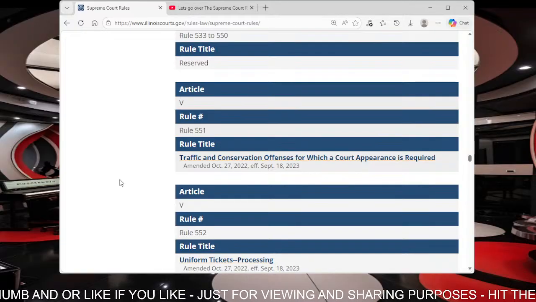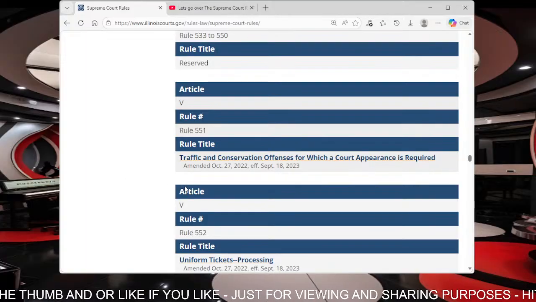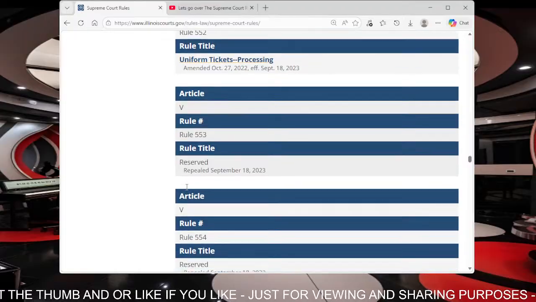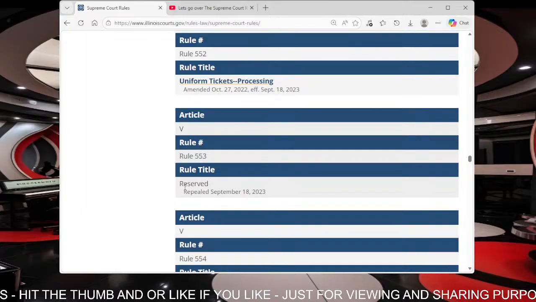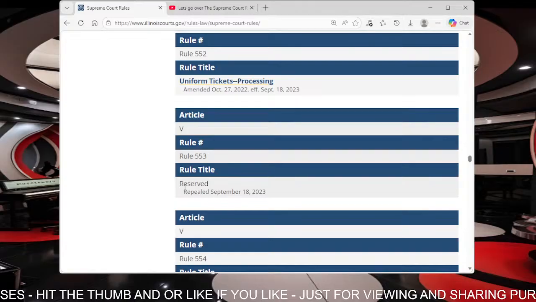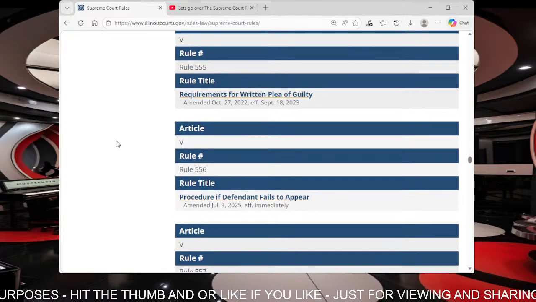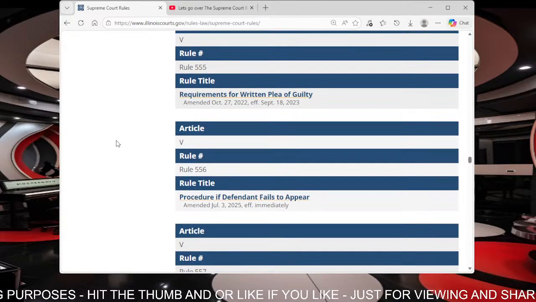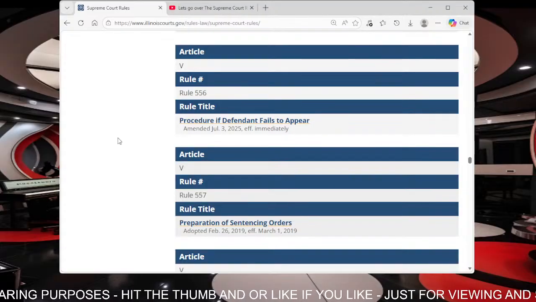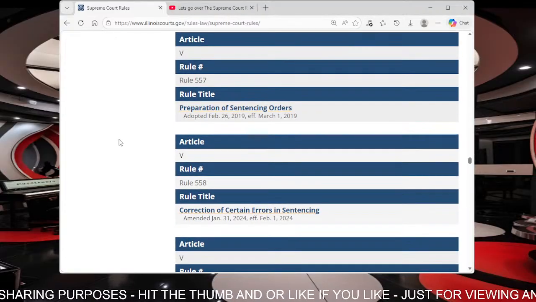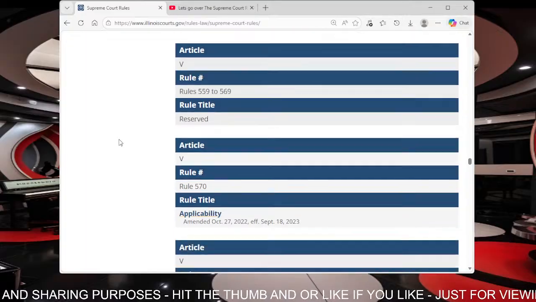551, traffic and conservation offenses for which a court appearance is required. Uniform tickets processing. Oh, that's a cool one. 552. Look at that one. Check your state Supreme Court rule for uniform tickets processing. 555 is the requirements for a written plea of guilty. Rule 556 is procedures if a defendant fails to appear. 557, preparation of sentencing orders. 558, correction of certain errors in sentencing.